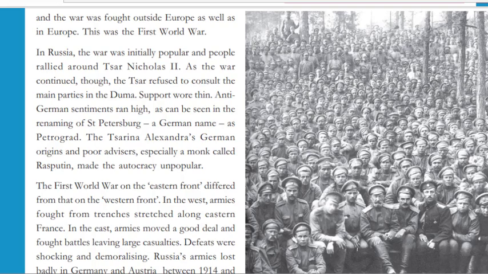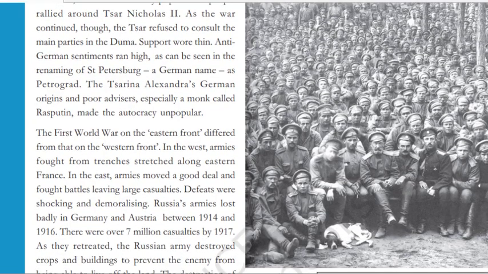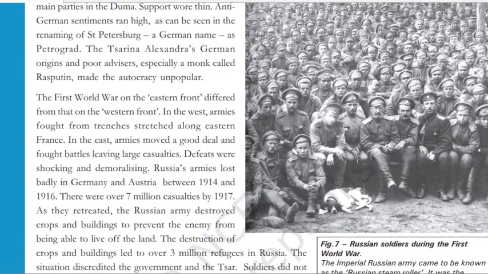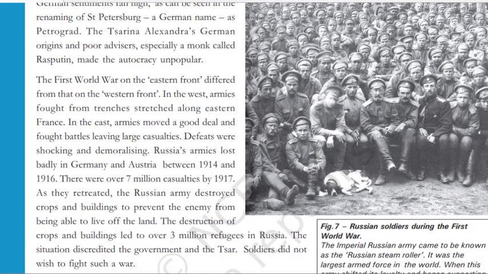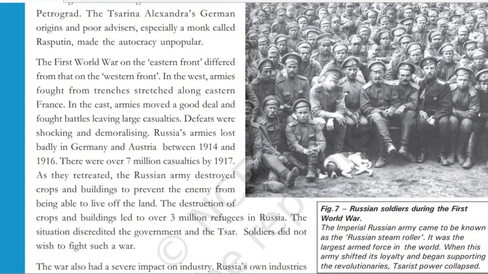Fig. 7 Russian soldiers during the First World War. The Imperial Russian Army came to be known as the Russian Steamroller. It was the largest armed force in the world. When this army shifted its loyalty and began supporting the revolutionaries, Tsarist power collapsed.